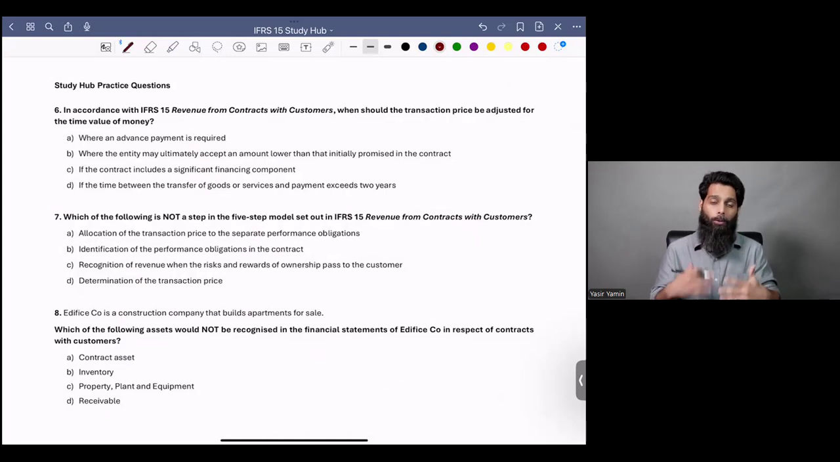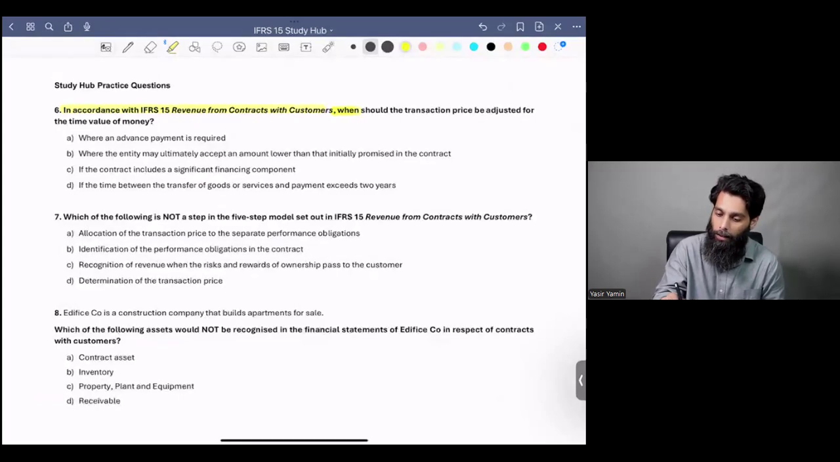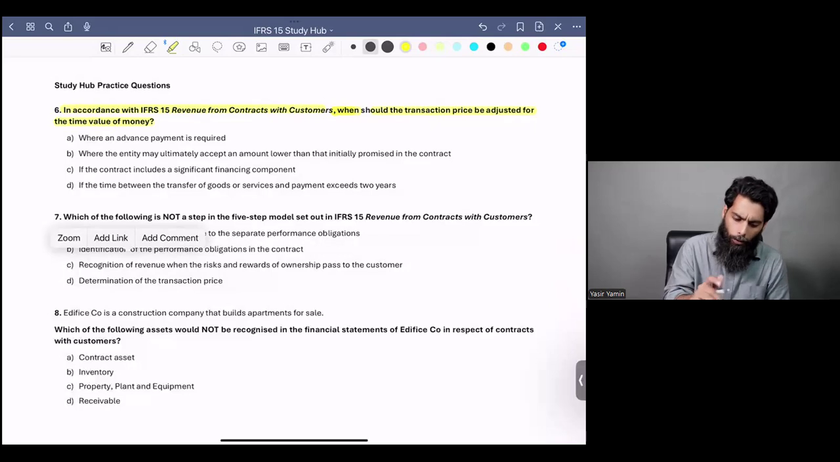And I want you guys to buck up and provide me the answers fairly quickly now. Question 6. In accordance with IFRS 15 Revenue from Contracts with Customers, when should the transaction price be adjusted for time value of money? When should it be treated for a significant financing component? Let me read the options available.